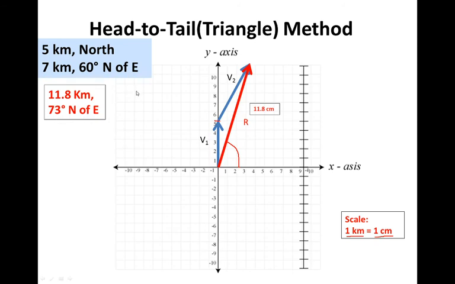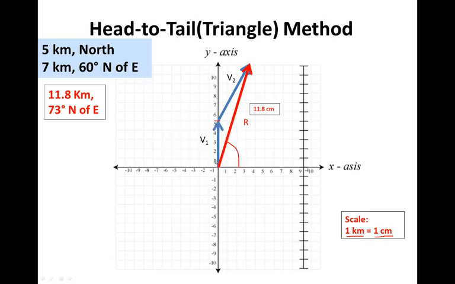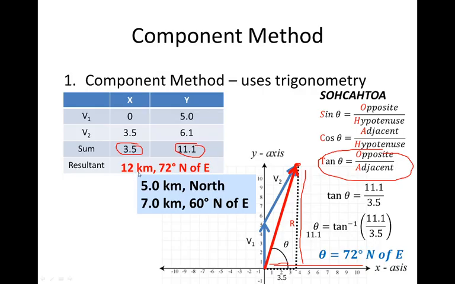So our answer was, or if we round this off, following the correct number of significant figures, it should be 12, then 72. So our answer for the component method is 12, the same here, and 72 degrees.